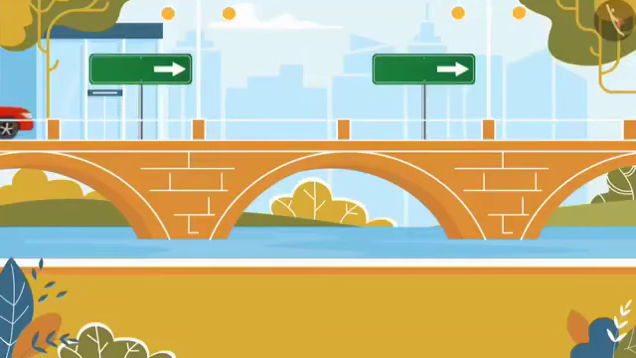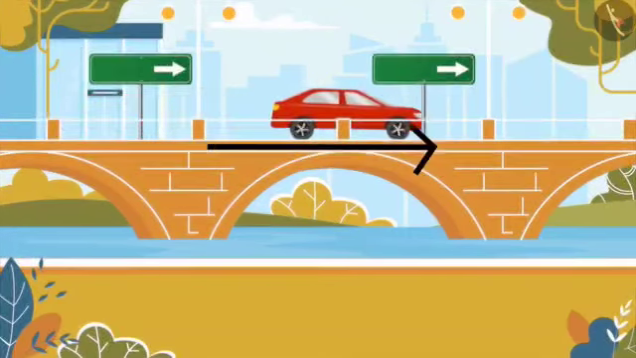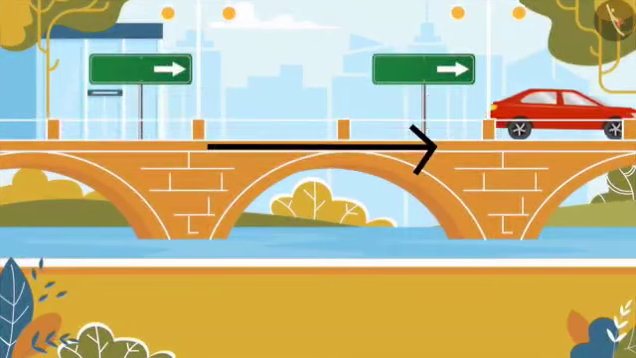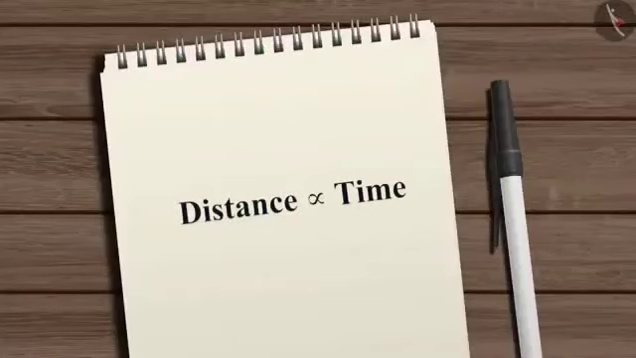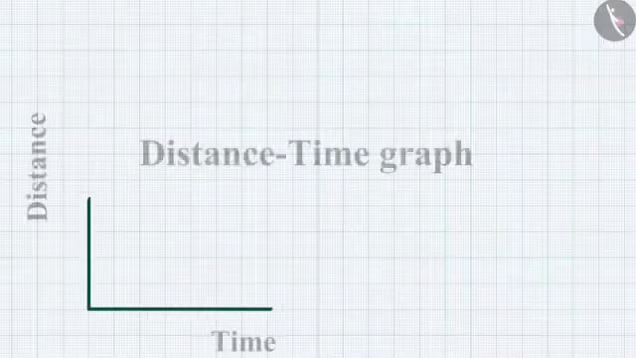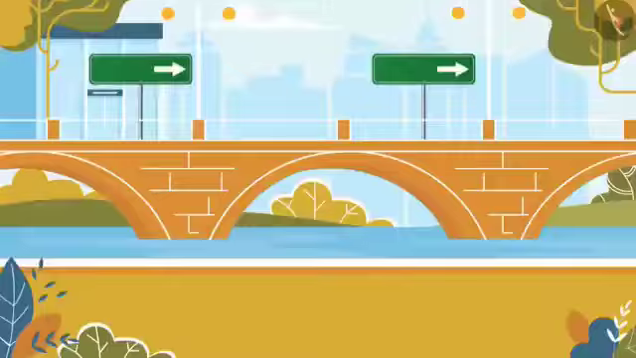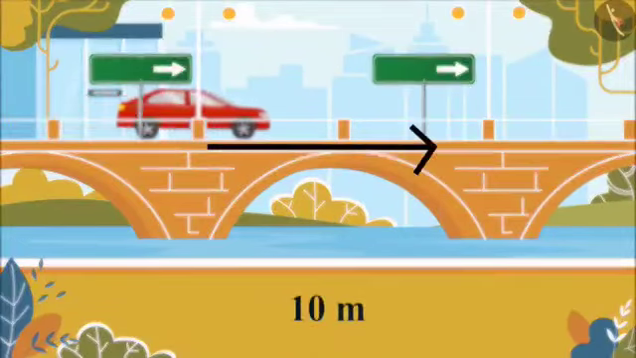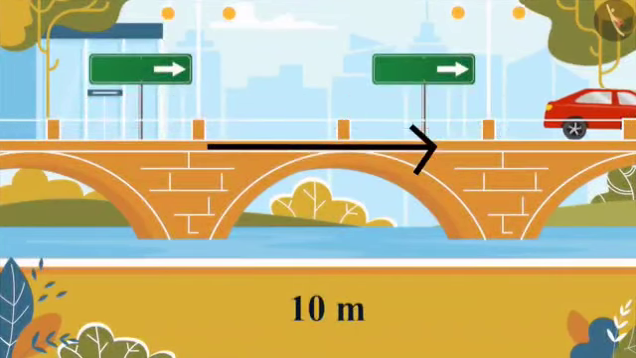If an object is moving with a uniform speed, we know that it covers equal distances in equal time intervals. We can say that the distance is directly proportional to the time taken. So, let's start by plotting the graph. Suppose the object covers 10 meters in the first 5 seconds. For the next 5 seconds, it covers another 10 meters and so on.